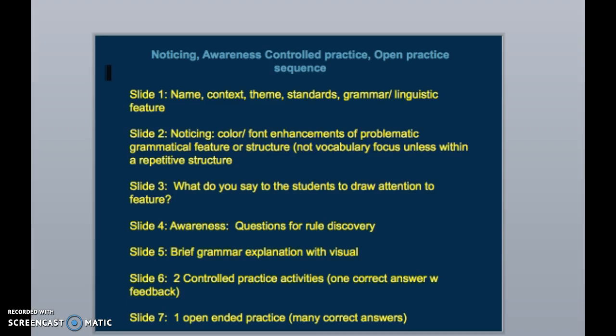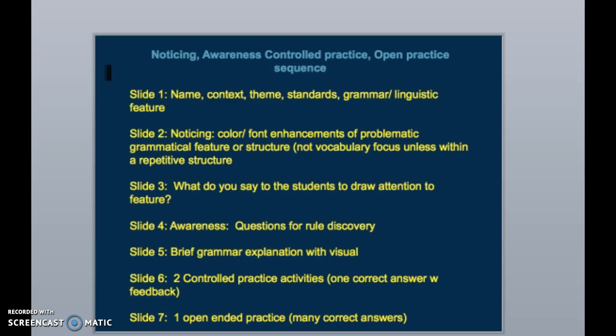Slide 2, a noticing activity with color or font enhancements of the problematic grammatical feature. In this case, it is the superlative adjective, and this should not be enhancement of vocabulary unless it's within a repetitive linguistic structure that's problematic for students. Slide 3 is the text outlining what you will say as a teacher to students to draw attention to the feature. Slide 4, awareness. What questions do you ask the students so they can discover the rule?